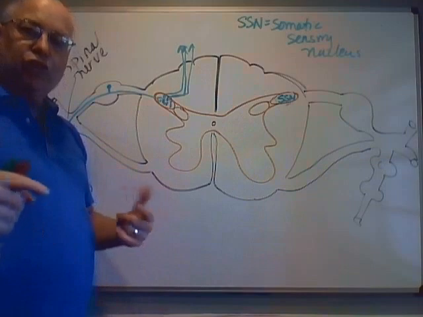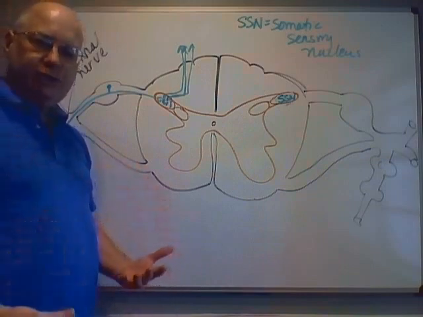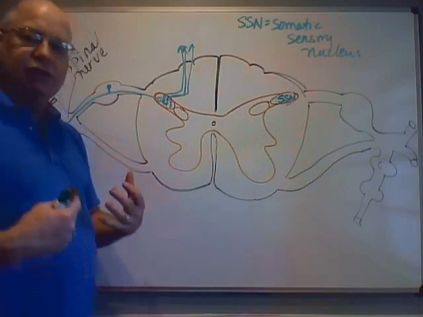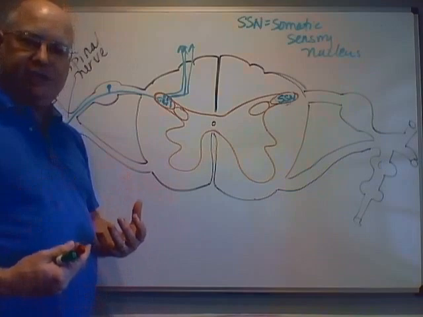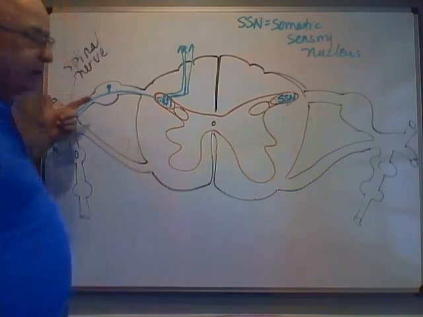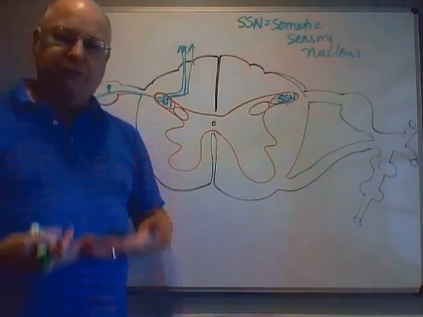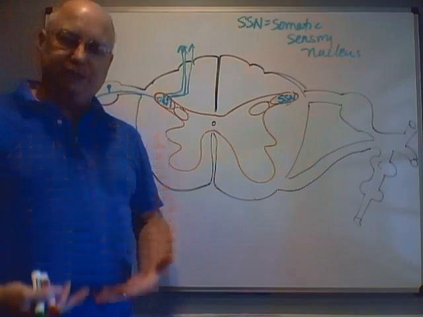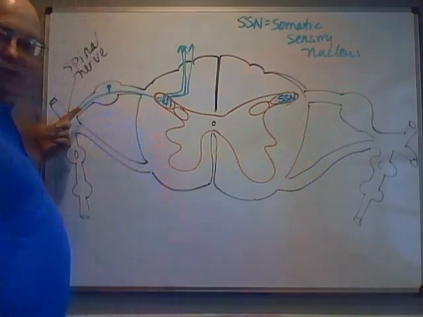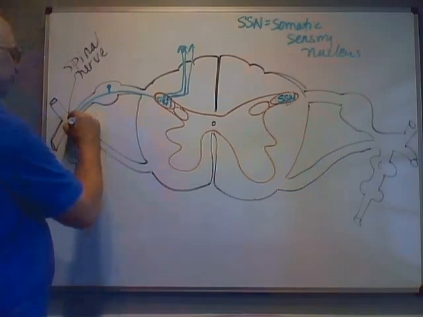If you had some kind of visceral sensation, you do have viscera in the skin of the body, like sweat glands and sebaceous glands. So let's say you have an infected sebaceous gland, a zit or a boil. That's going to send a visceral sensation in here. And at some levels of the spinal cord, we're going to be receiving visceral information from the abdominal, pelvic, and thoracic viscera. If that information is visceral sensory, it's still going to come through the dorsal root.